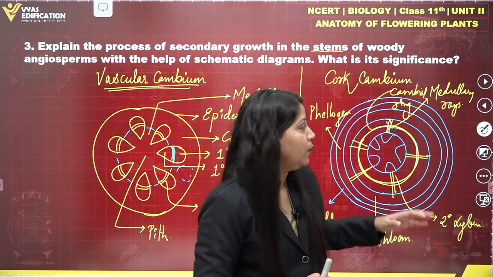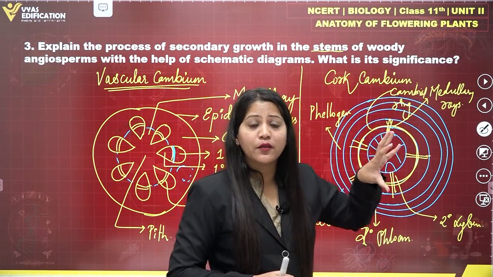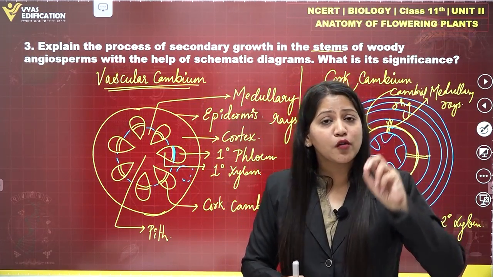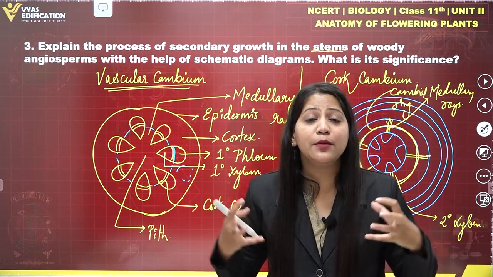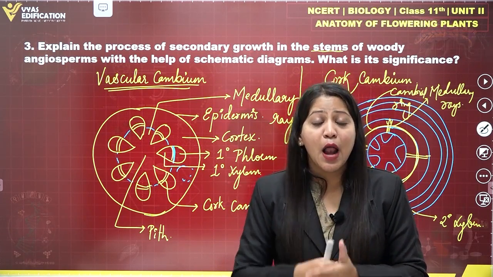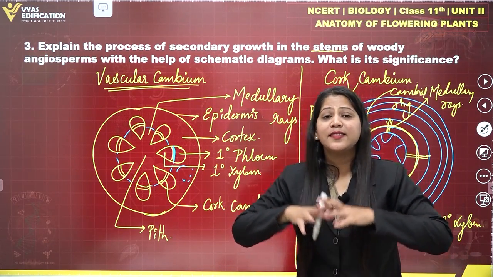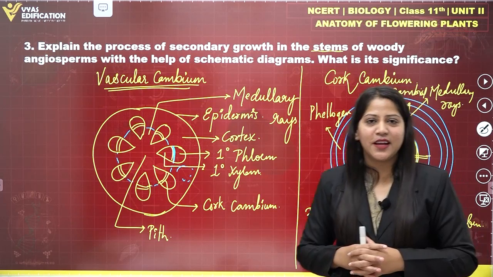Right? Now the outer side of cork, which is also known as phellem, also has lenticels or aerating pores on it. These lenticels are helpful in gaseous exchange. So this is how the secondary growth in dicot stems takes place.